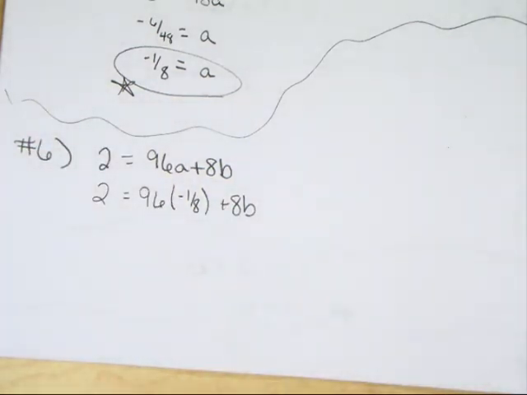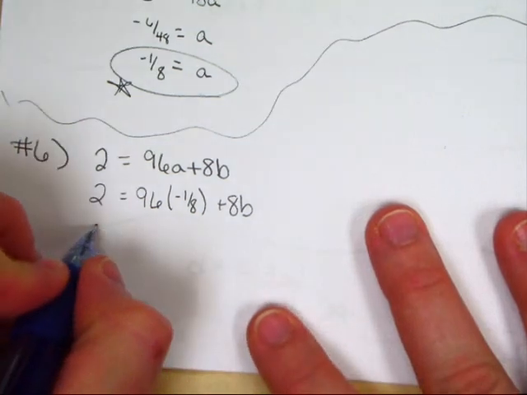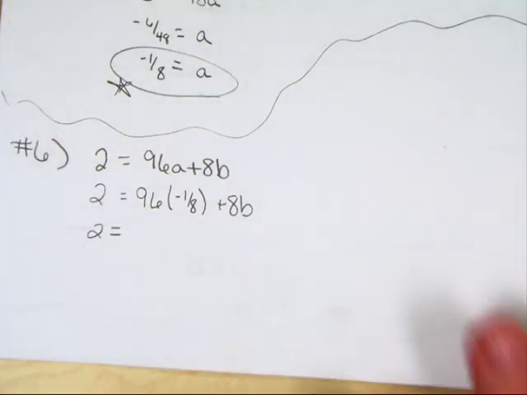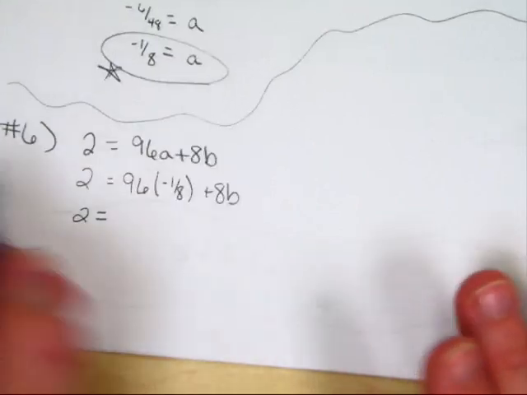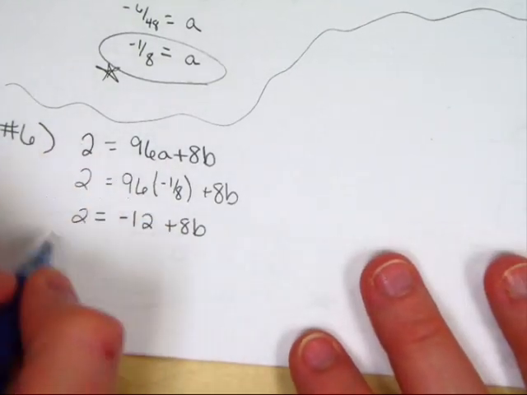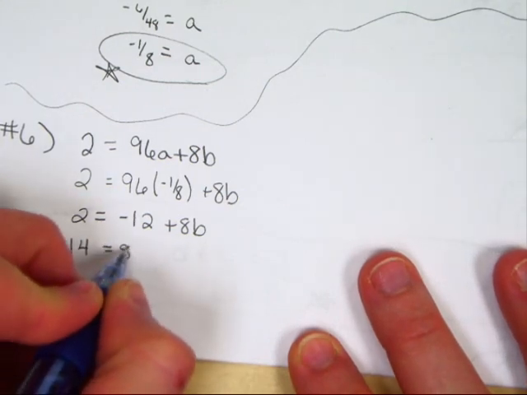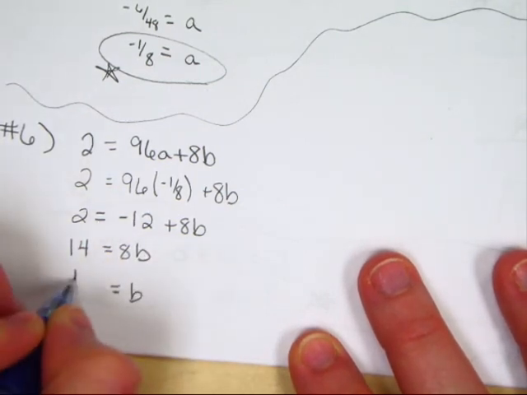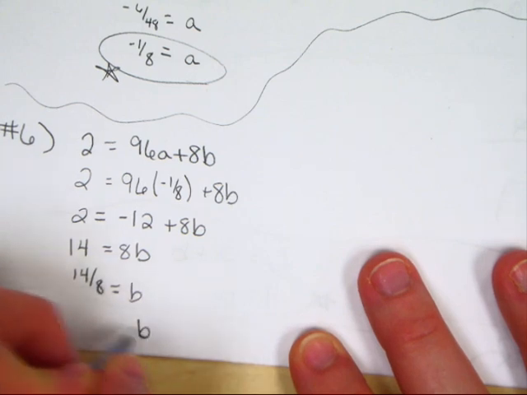Okay, I don't have my calculator. 2 equals 96 divided by 8. Let me take a look. 96 divided by 8 is 12, and this one's a negative 12 plus 8b. Add 12, 14 equals 8b. Divide, that's 14 over 8. Never forget to reduce. That's 7 over 4.